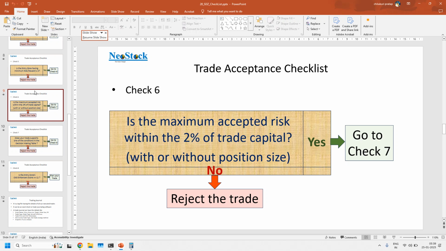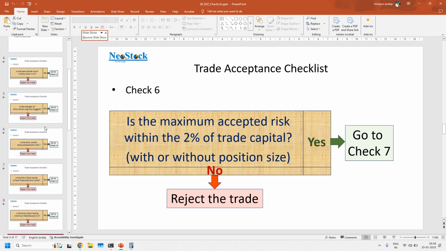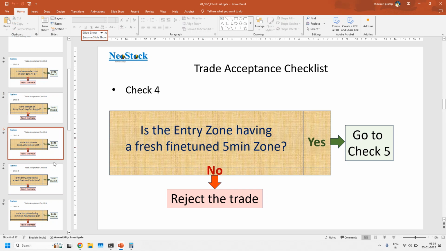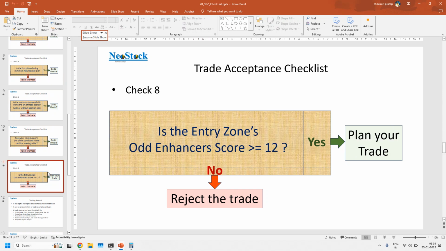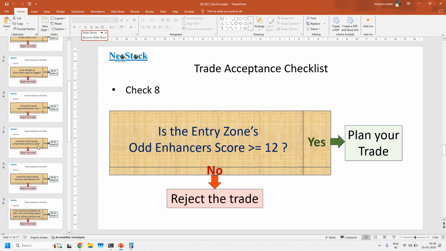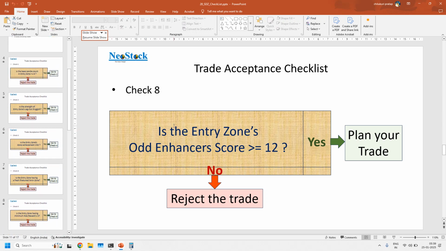4th one also, you need to verify the strength of the zone. This is also you need to check. So, out of these 8 checklist items, 4 are already taken care of while filtering or inside the software. Remaining 4 you need to analyze and you need to confirm. If everything is in favor, then you have to plan your trade. Hope I made it clear.